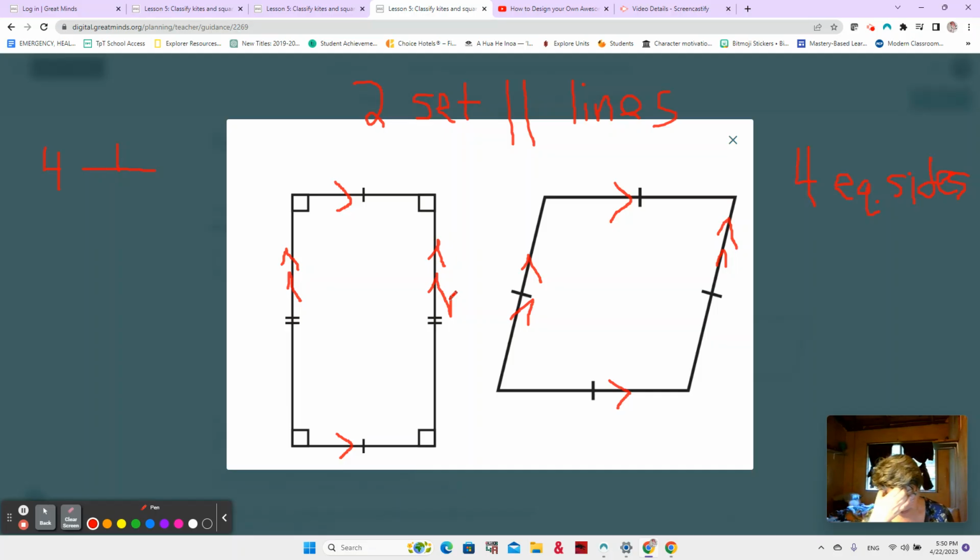Okay. Does your quadrilateral have 4 right angles? The one on the left does. So that makes it a rectangle, right? Are all 4 sides of your quadrilateral the same length? Okay. That would have to be a rhombus, right? Are the diagonals of your quadrilateral the same length? Okay, diagonals of your quadrilateral are the same length, right? So that would be a rectangle.